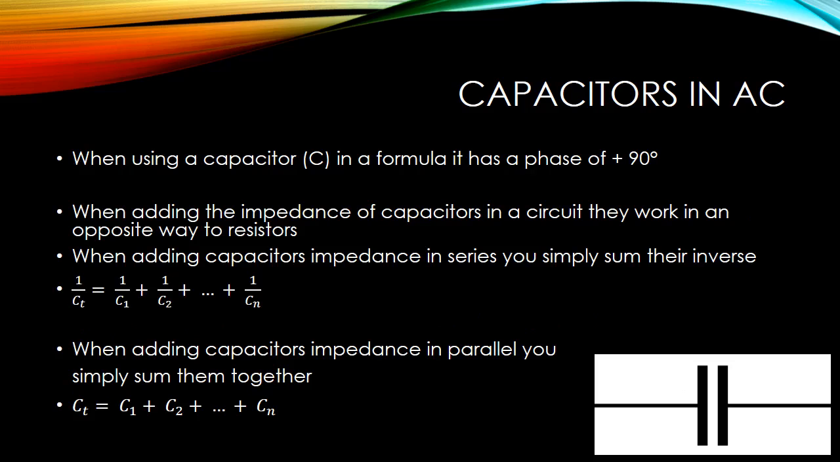When using a capacitor in a formula, it has a phase of plus 90 degrees. When adding the impedance of a capacitor in a circuit, they work in an opposite way to resistors. When adding capacitors' impedance in series, you simply sum their inverse. And when adding capacitors' impedance in parallel, you simply sum them together.